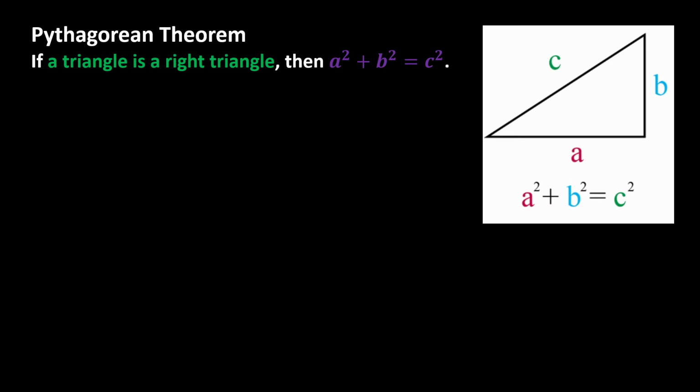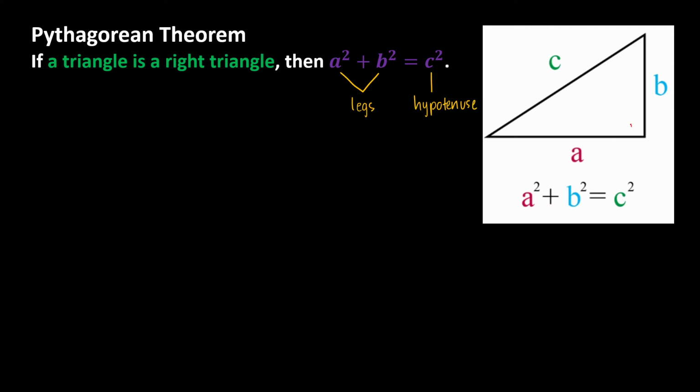So just to review the Pythagorean theorem, it states that if a triangle is a right triangle, then a squared plus b squared is equal to c squared. And just to remind us all of the variables and what they mean, a and b are the legs of a right triangle, and c is the hypotenuse of that triangle. And again, a and b are the legs of a right triangle.